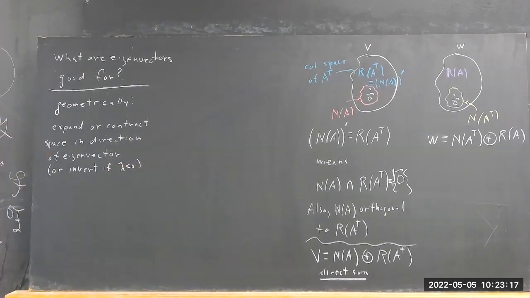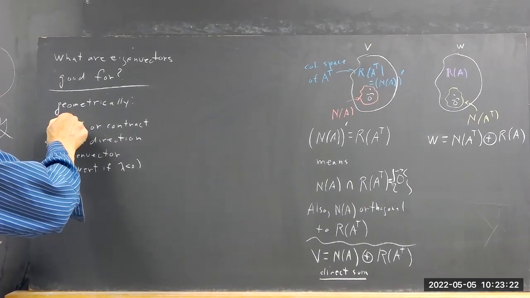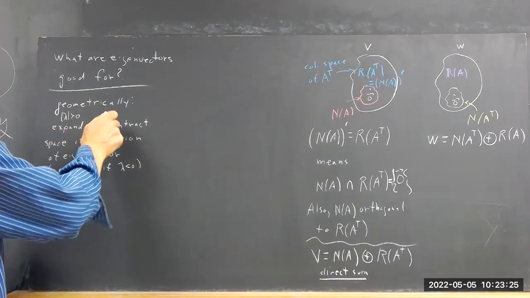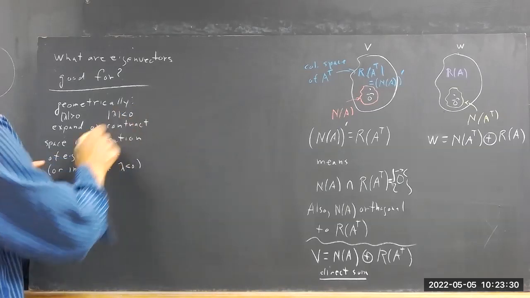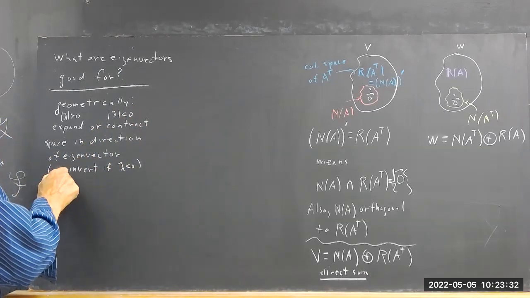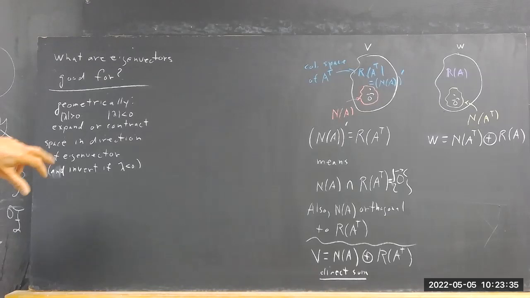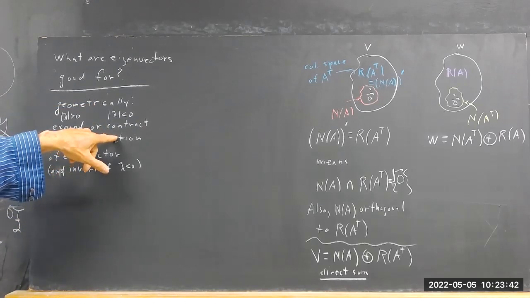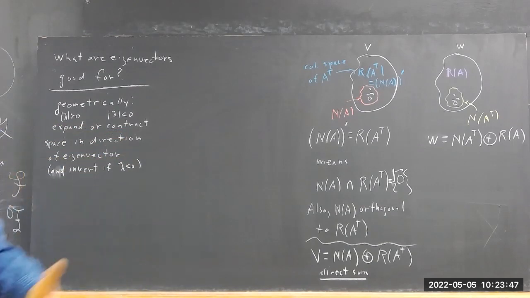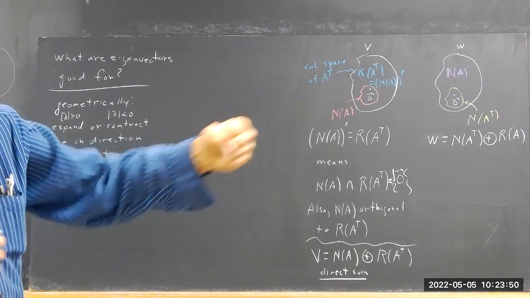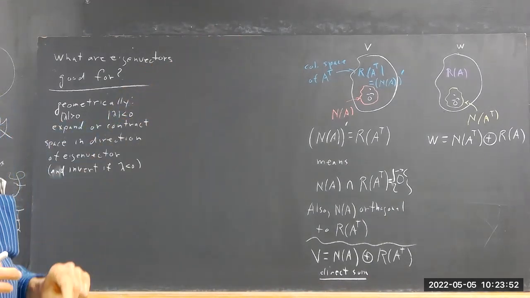Okay, they expand or contract space in the direction of an eigenvector. They expand, and I've got or here, I should say and. Okay, if the magnitude of lambda, that's absolute value, is greater than 1, it expands. Absolute value less than 1, it contracts. Absolute value equal to 0, because you can have 0 eigenvalues, just means space doesn't expand or contract in the direction of that eigenvector.